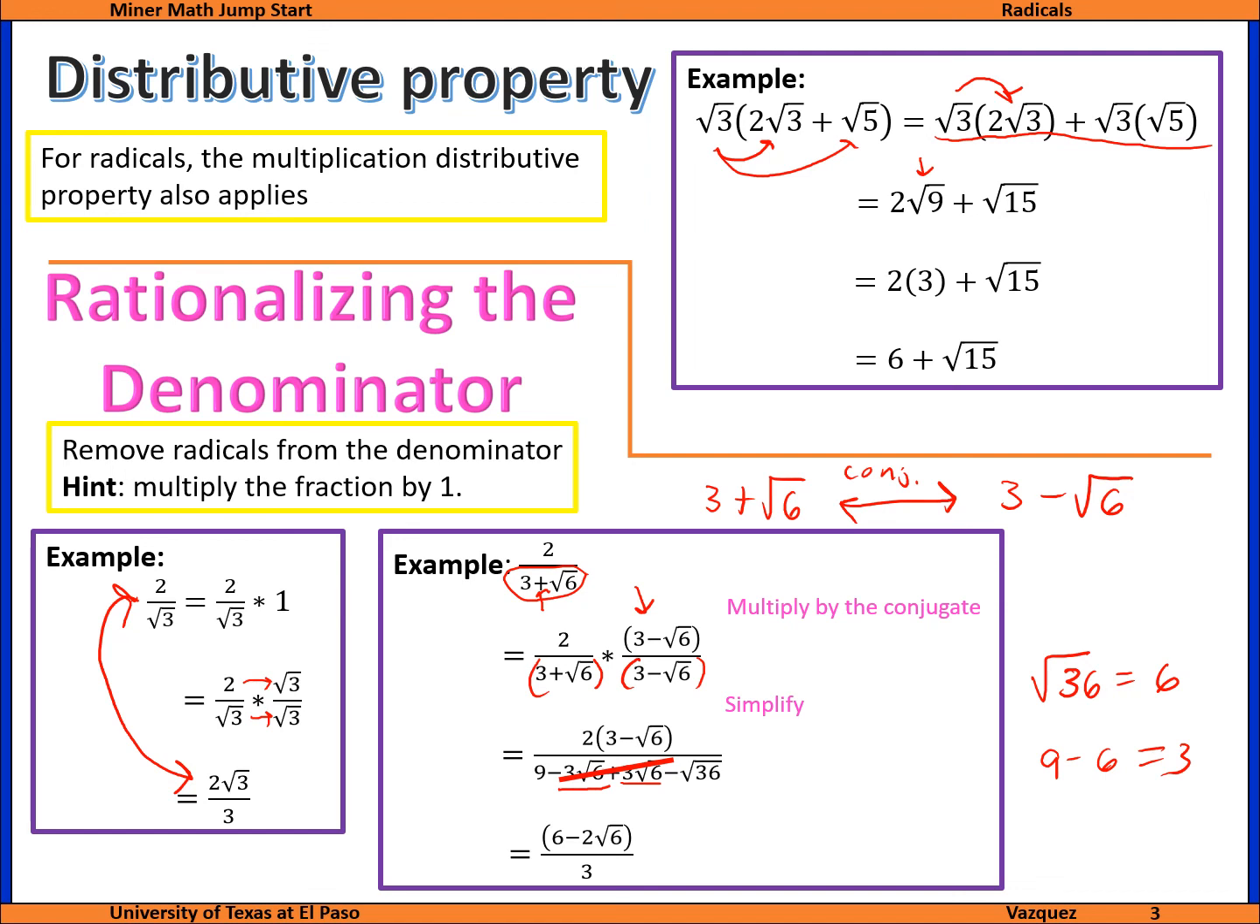And the numerator, well, 2 times 3 is 6. And then 2 times negative square root of 6 just stays as negative square root of 6. No reason to do anything to the numerator. We'll just keep it as is. This is pretty much the simplified version of our fraction as we rationalized the denominator.